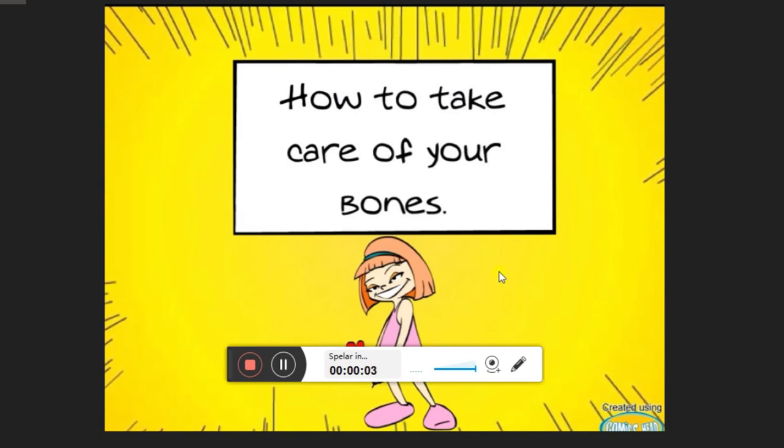Now the next topic is how to take care of your bones. Making our bones strong is very important to remain healthy and fit. So there are two things. One thing is the physical exercises and another thing is the food. So one by one we will study about this.